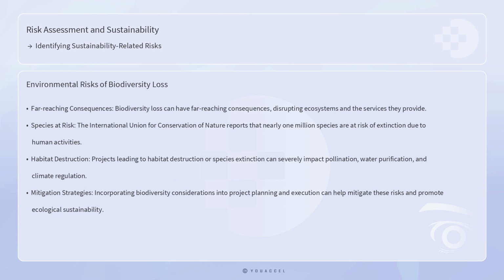Biodiversity loss is another environmental risk that can have far-reaching consequences. Projects that lead to habitat destruction or species extinction can disrupt ecosystems and the services they provide, such as pollination, water purification, and climate regulation. The International Union for Conservation of Nature reports that nearly 1 million species are at risk of extinction due to human activities. Incorporating biodiversity considerations into project planning and execution can help mitigate these risks and promote ecological sustainability.